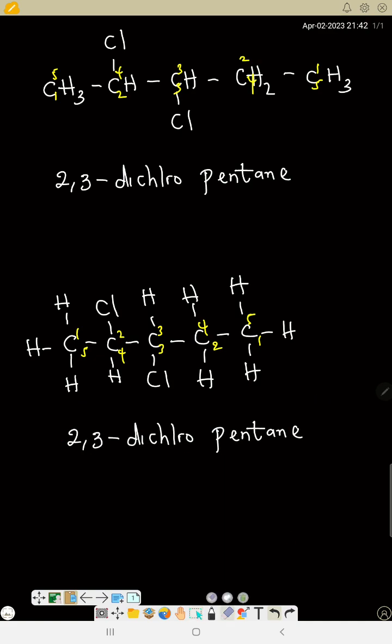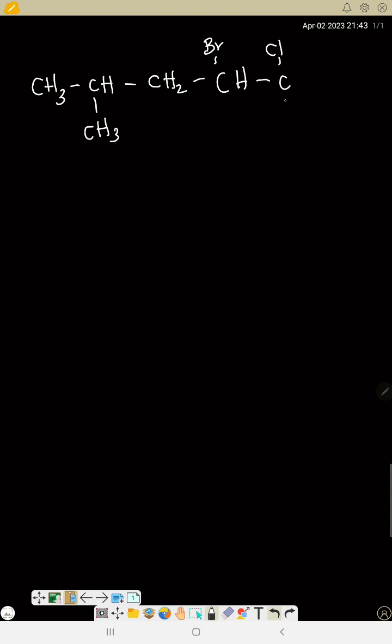So now let's say another one. Let's say we have CH3, CH, CH2. So I don't need to split this now. So you have understood the splitting. So this is Br. We have another C, Cl, Cl, then CH3. Now to name this, we are going to find the longest continuous carbon chain.